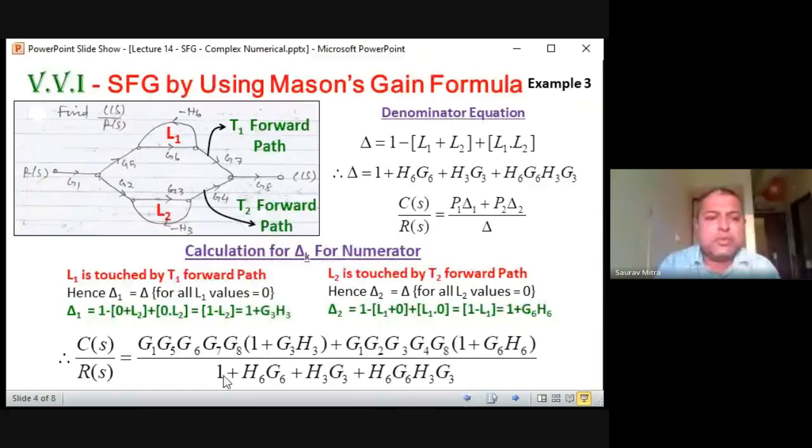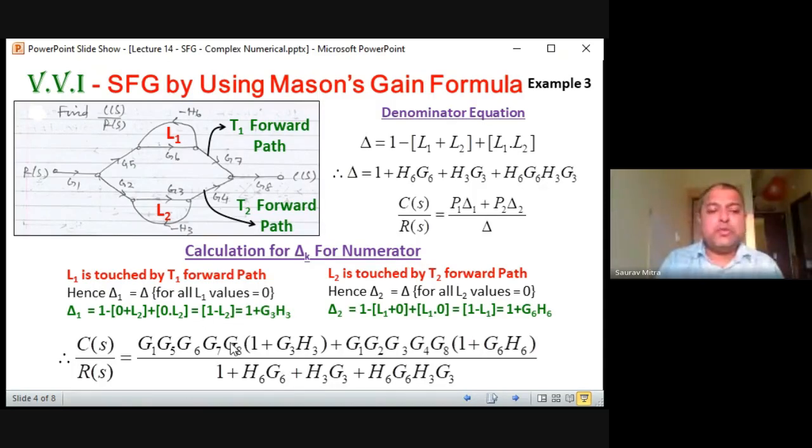Just look at the numerical and you can write this in one statement, and start describing after that. So what is the denominator? The denominator is very easy. There are two loops and all the negative feedbacks are there, so everything is positive in the denominator. So 1 plus H6G6 plus H3G3 plus H6H3G3G6. So writing this denominator is very easy.